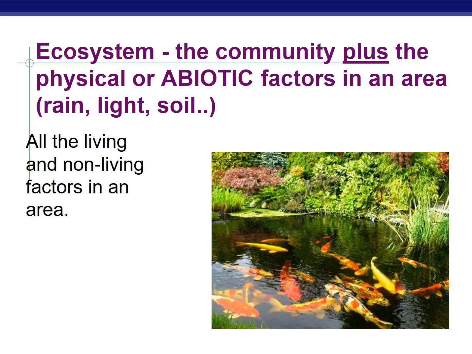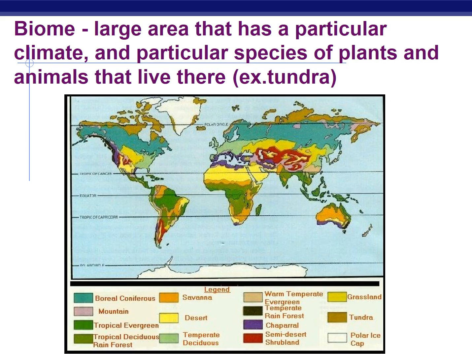Again, your ecosystem is a community plus those physical or abiotic factors. So here you would have the water, the sunlight, the temperature. A biome is a way of describing an area based on its climate. So the climate is the seasons or lack of seasons, the temperature, the precipitation, and all of that is going to influence the type of plants that can survive in an area, and the plants in turn influence the type of animals that could survive in an area.